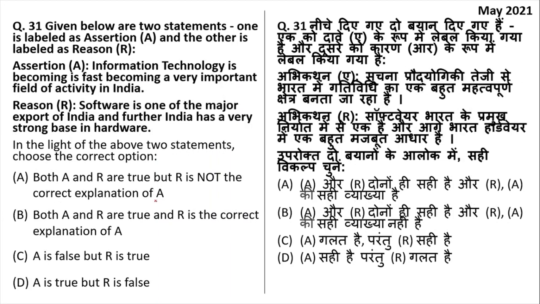Next question. Again, assertion and reason. IT is fast becoming a very important field of activity in India. Yes, this is true. You know, there are so many companies in India, IT companies, TCS, Infosys, Wipro, there are like thousands of IT companies. The reason says software is one of the major export of India, and further India has strong base in hardware. No, the reason is incorrect, because we are usually better at providing services to other companies.